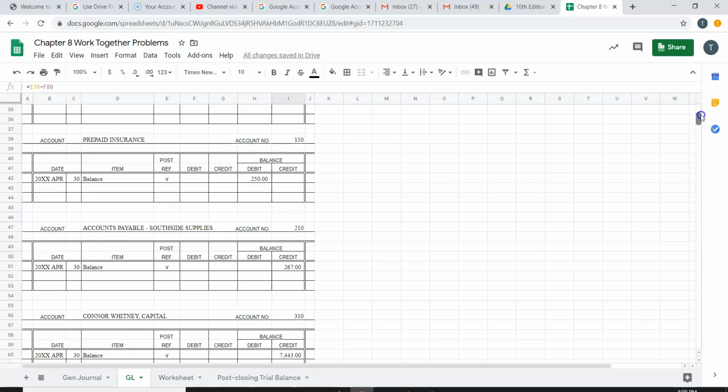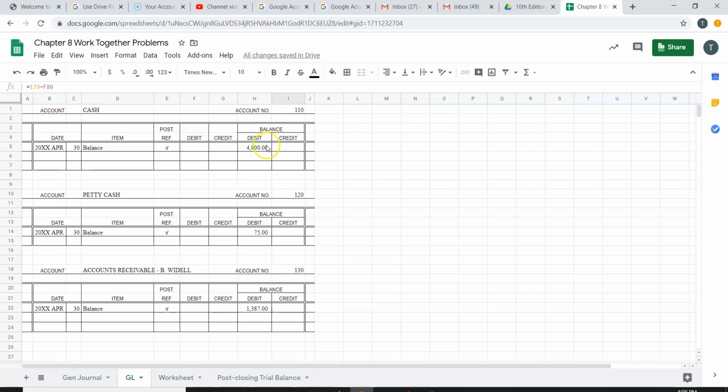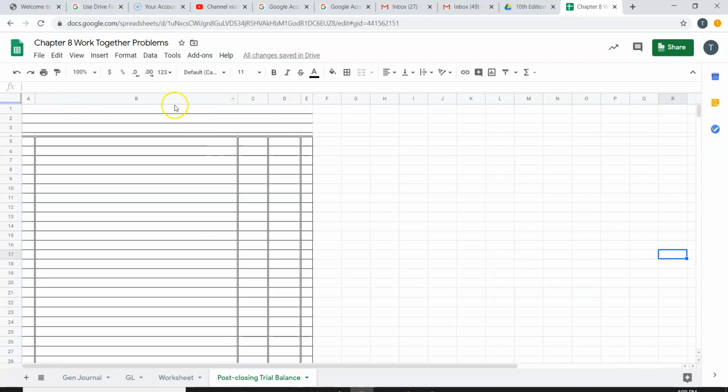Okay, so I'm going to scroll all the way back to the top because you want to start with your first account with a balance, which is cash. So on this problem, you're not going to work with the general journal tab or the worksheet tab. It's just going to be the general ledger and then the post-closing trial balance. To get started on the post-closing trial balance, you always have to put the company name first. The book tells us the company name is Fix It Now. Make sure you capitalize these.